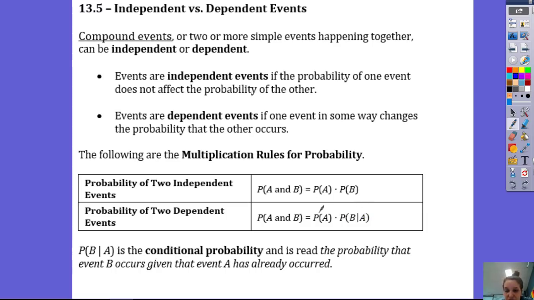It's because the first event influences the second event. This is like the probability that the second event occurs knowing that the first event already occurred. So it's the probability that event B occurs given that event A has already occurred.